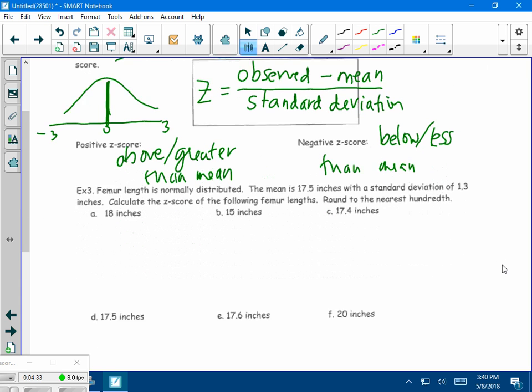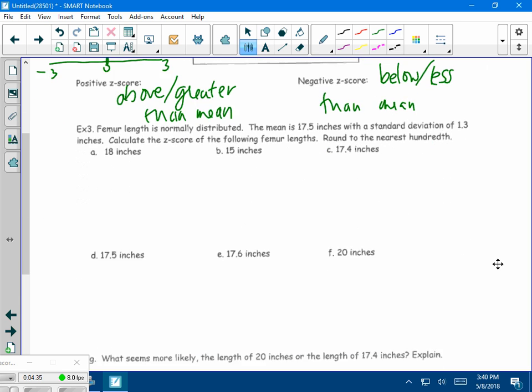Okay? So all this is talking about is femur length. They're saying the mean is 17.5 inches. Standard deviation comes out to be 1.3 inches. Just calculate the z-scores for each. So for an 18, that's above the mean, so it should give you a positive z-score.